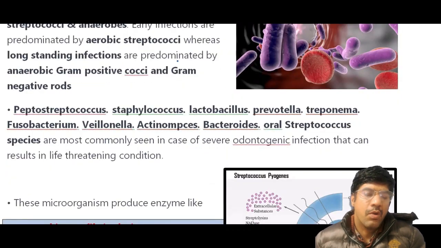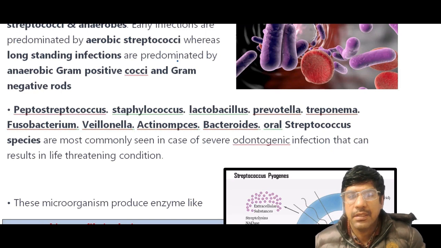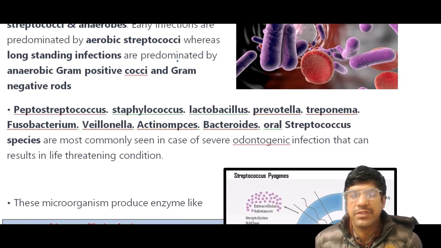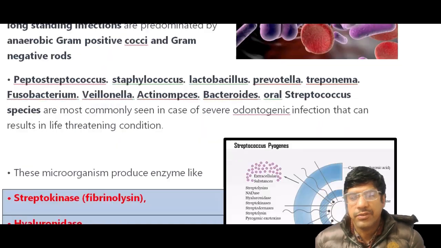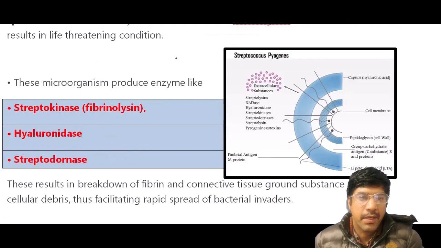What are the microorganisms that are most commonly seen? Common bacteria in the severe cases include Streptococcus, Staphylococcus, Lactobacillus, Prevotella, Treponema, Fusobacterium, Veillonella. These all are important from the exam point of view.